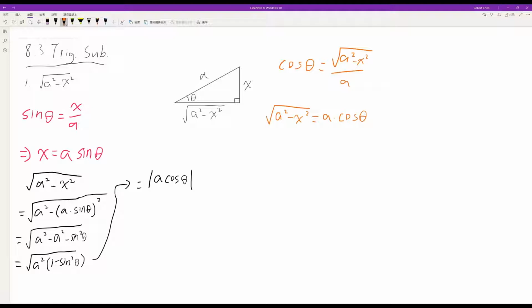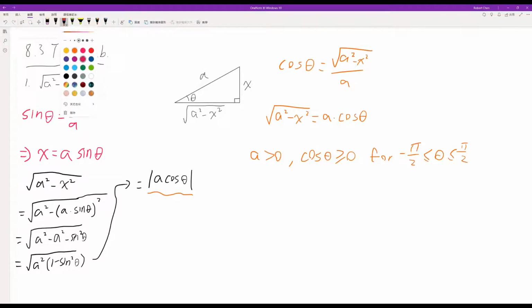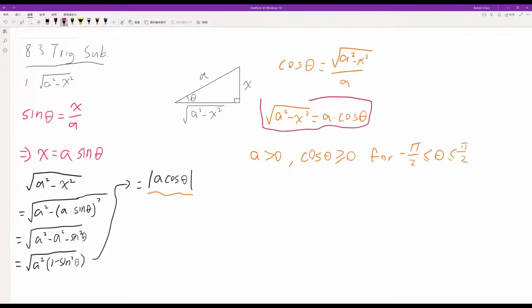Right. So since a is always positive because we're talking about distance, and cosine theta is greater than or equal to 0 for the domain negative pi over 2 to pi over 2, we can drop the absolute value sign from here and just understand it as this expression that we have here. Right? So the square root of a squared minus x squared is equal to a cosine theta.